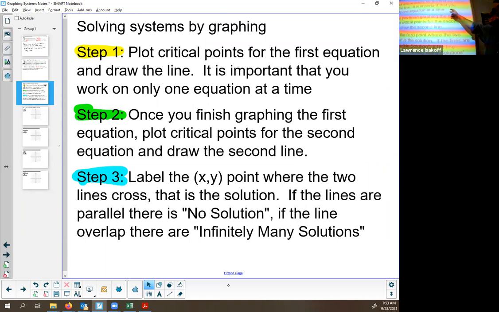Graph the first line completely, graph the second line completely. Let me know where they cross. And if they don't cross because they're parallel, we have no solution. If they overlap entirely, we have infinitely many solutions, meaning they are the same equation.